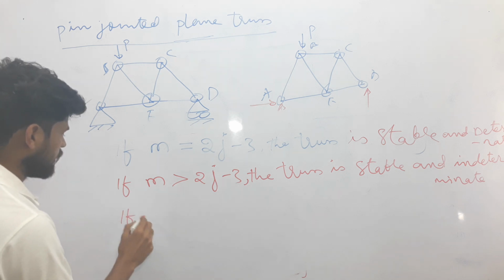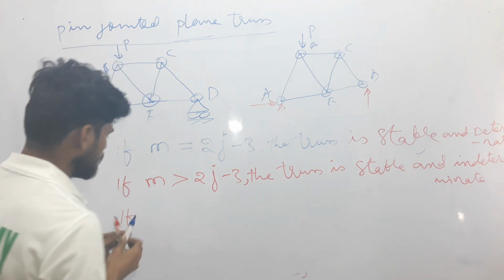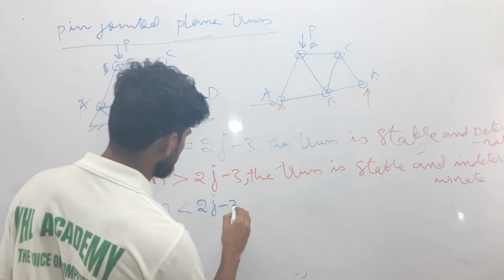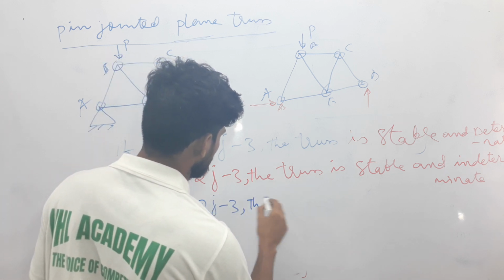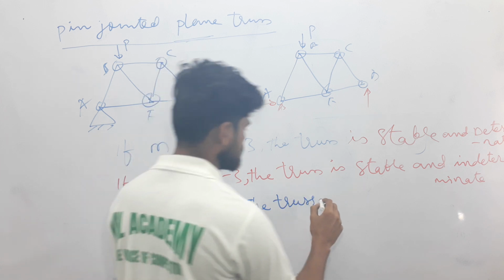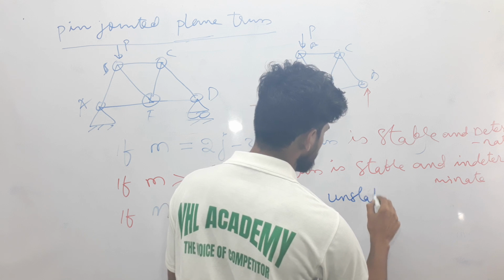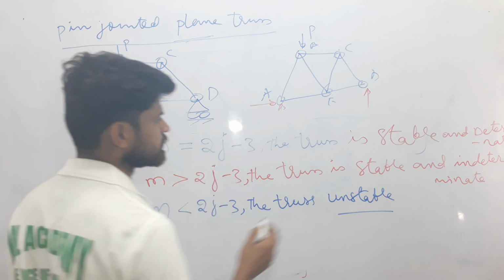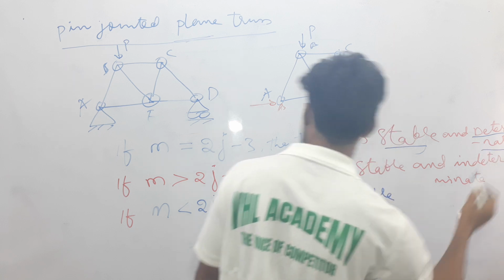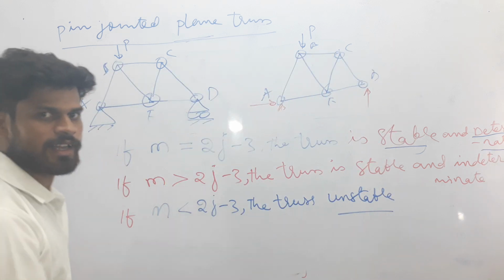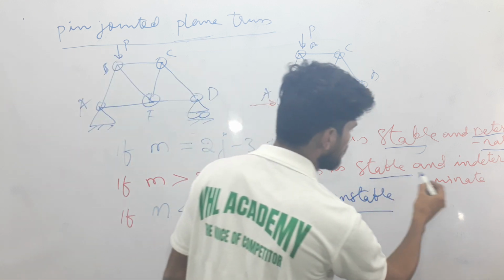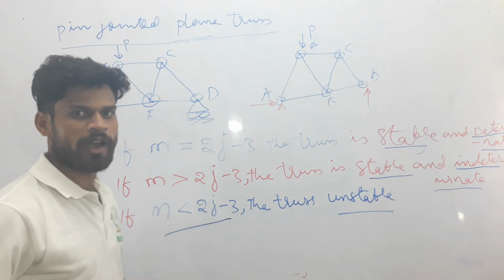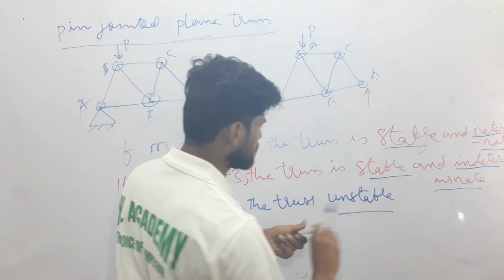If m is less than 2j minus 3, the truss is unstable. In this first case, if m is equal to 2j minus 3, the truss is stable and determinate. In the second condition, if m is greater than 2j minus 3, the truss is stable and indeterminate. In the third condition, if m is less than 2j minus 3, the truss is unstable.